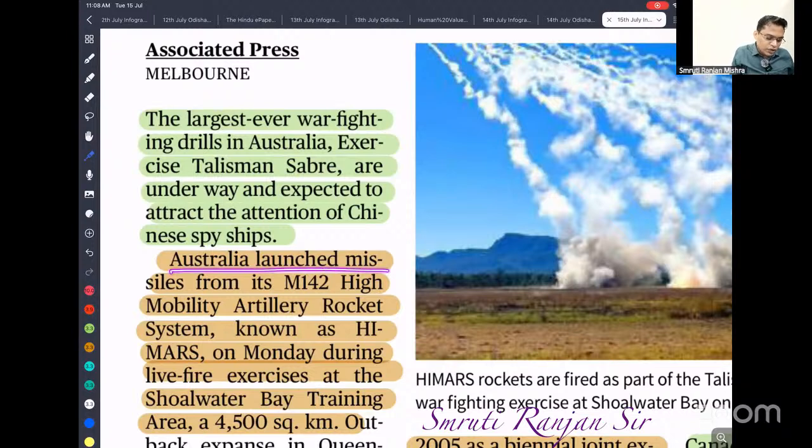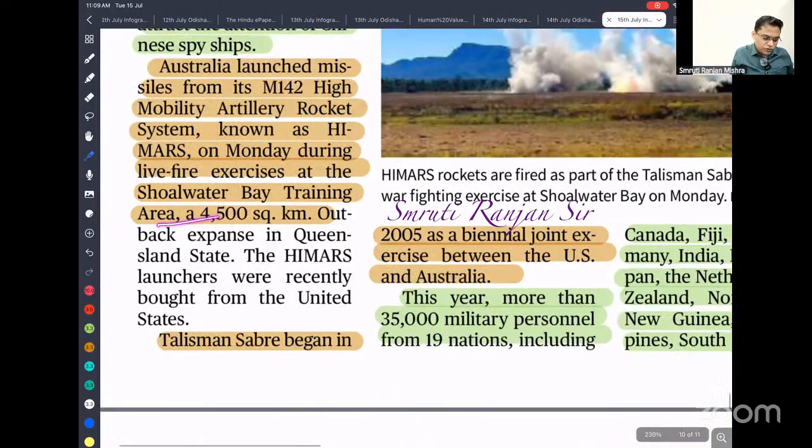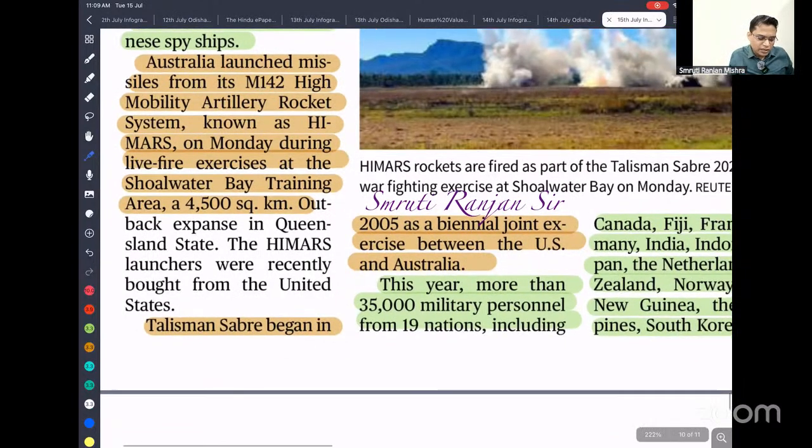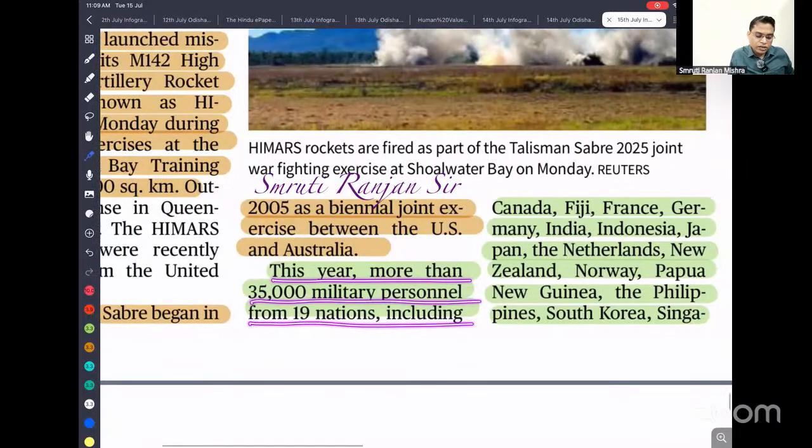So Australia launched the M142 High Mobility Artillery Rocket System, known as HIMARS. So if they ask about HIMARS, recently seen in the news, you need to know about it. On Monday during the live fire exercise, you need not remember that. So Talisman Sabre began in 2005 as a biennial joint exercise between the USA and Australia. Initially it was a joint exercise between the USA and Australia. This year more than 35,000 military personnel from 90 nations, including India, also participated.